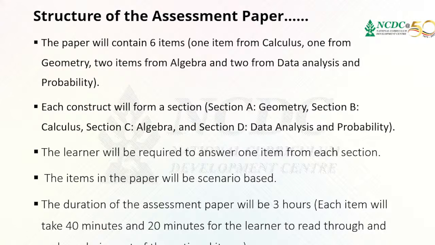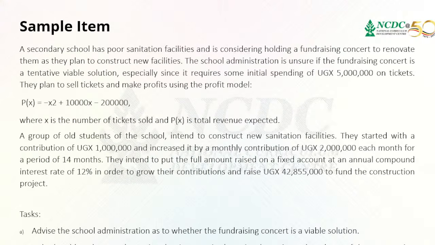The duration of the assessment paper will be 3 hours. Each item will take 40 minutes. 40 times 4, that is 160, plus the 20 minutes for reading through the items and choosing from the options. When you add the 160 minutes to the 20, you get 180 minutes, and those are the 3 hours we are talking about for this paper.